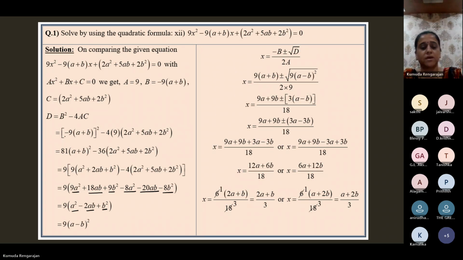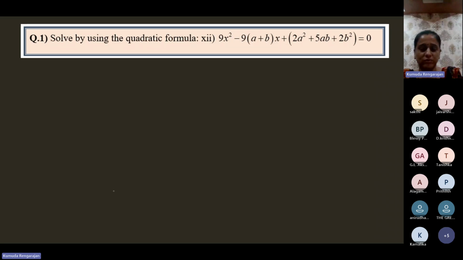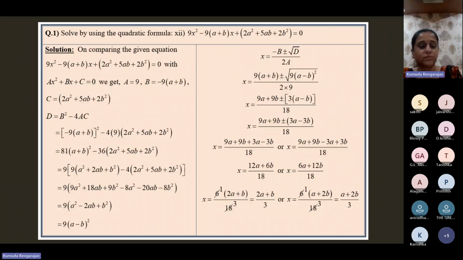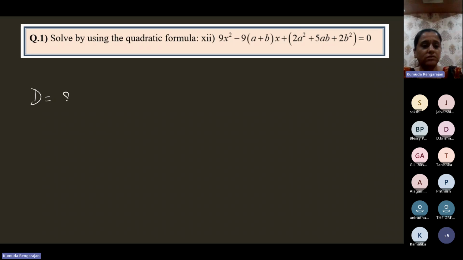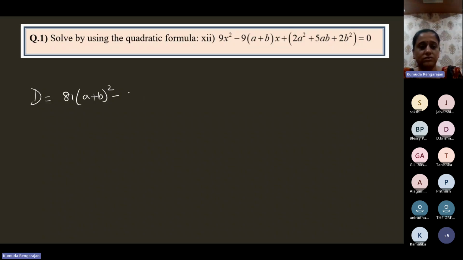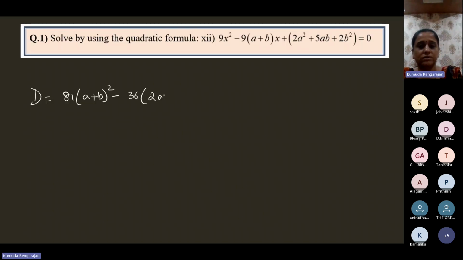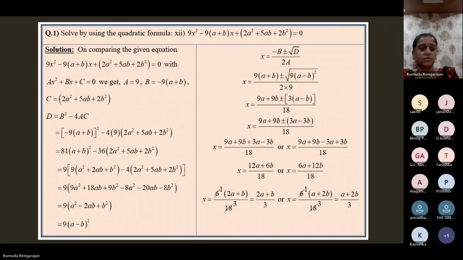Now supposing we didn't take out 9 common. Okay, we'll do that now itself before I forget to show you. So 81 into (a plus b) the whole squared minus 36 into (2a² plus 5ab plus 2b²).